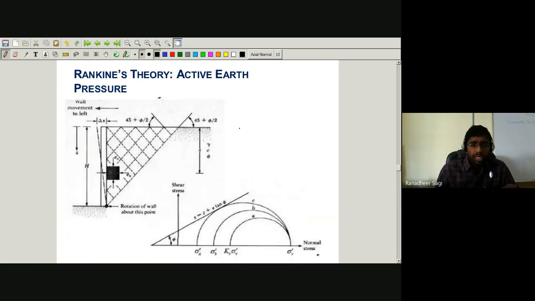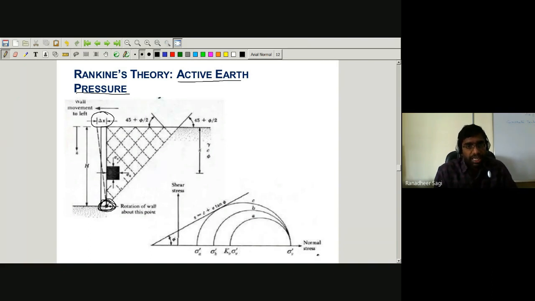Okay, so here it indicates that we are talking about Rankine's earth pressure theory for the active earth pressure condition, where we said the retaining wall is moving away from the position of its initial condition. This delta x indicates the displacement of the retaining wall, where the rotation of the retaining wall is happening with respect to its bottom.